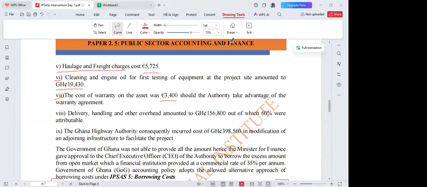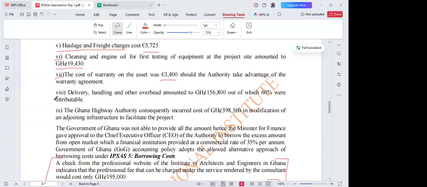Why? So you're right, you're not going to take it. I agree with you. But why? So this is a provision estimate. We cannot include that in the cost of the assets. So we're not going to bring that.